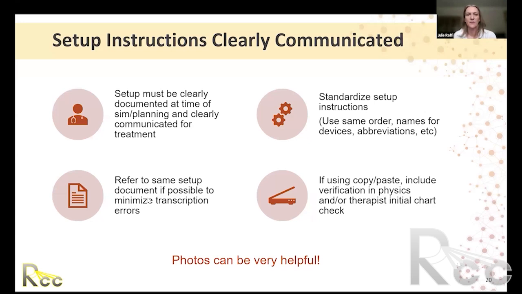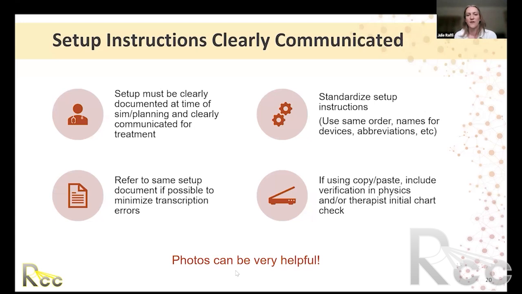If possible, it's helpful to refer to the same document during treatment that was filled out at setup to minimize errors from copying and pasting. But if you are using copy and paste to put the setup information in for treatment, it's really important that these notes are checked by physicists and therapists during their initial chart checks.